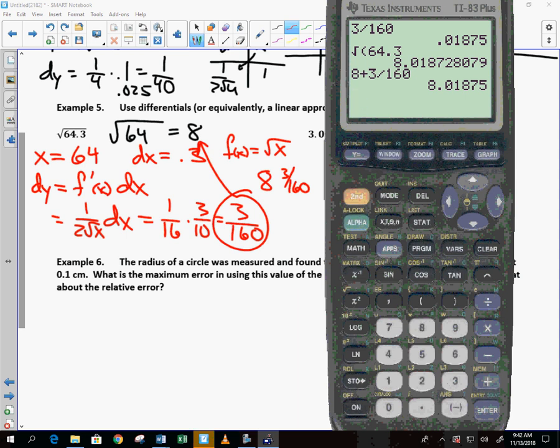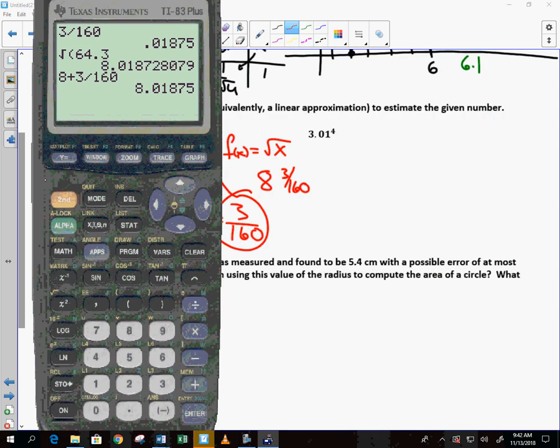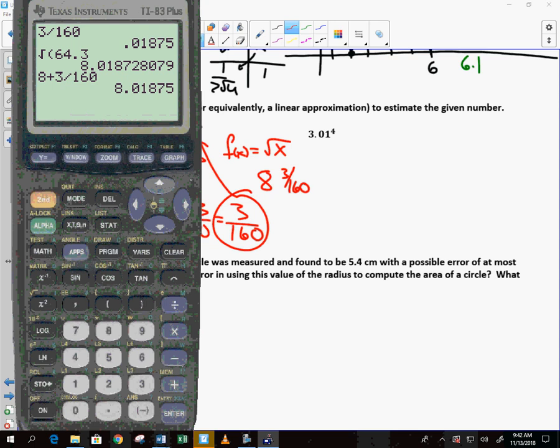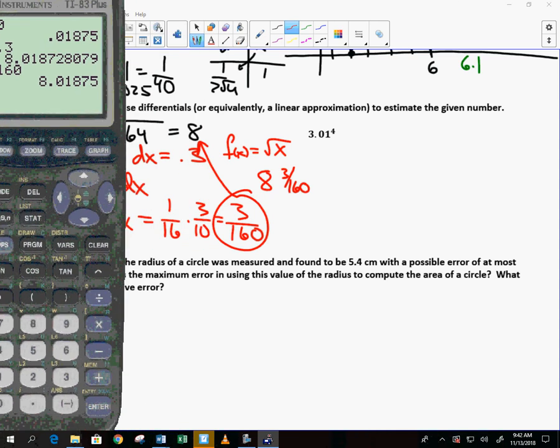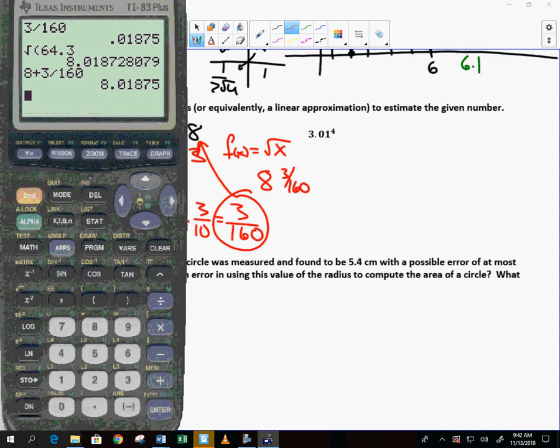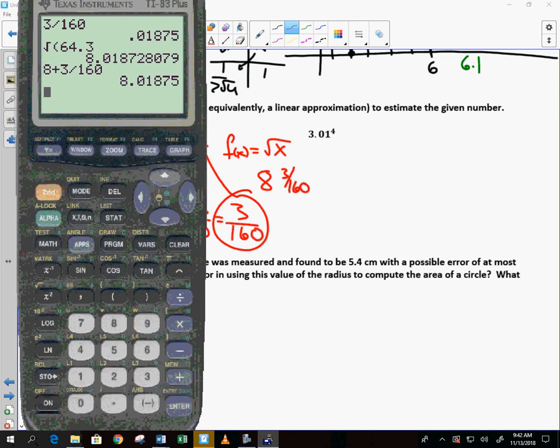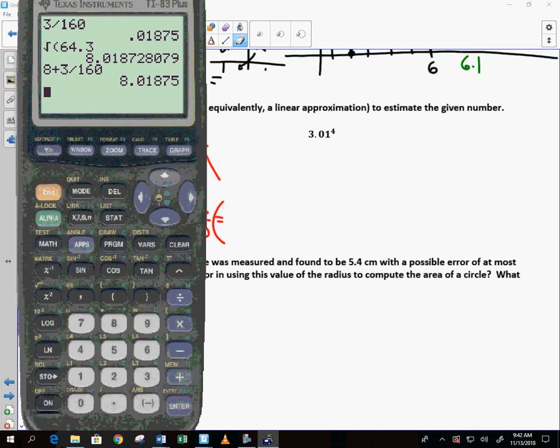I would say that they are very close. Very close. That's the change. That's dy. We won't do the bottom one, but let's do this next one, okay? 3.01 to the fourth. Yes. 8 and 3 over 160.